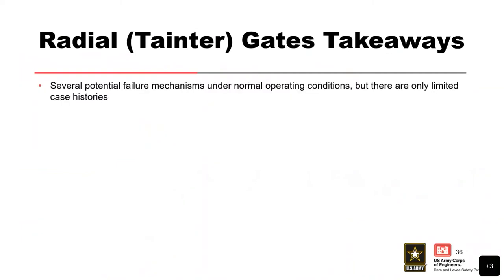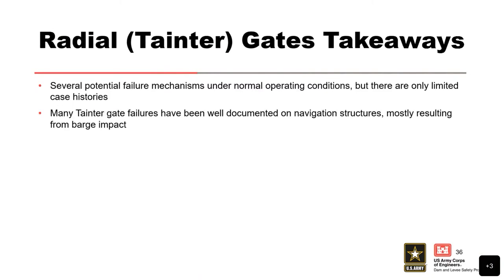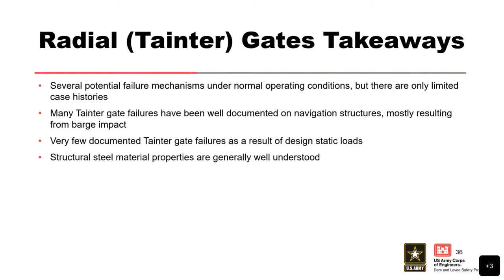So some of the takeaways for this: there are several potential failure mechanisms under normal operating conditions, but thankfully only a few case histories. There have been a lot more documented failures of Tainter gates, but this is a result of barge impacts on the navigation projects. The structural steel materials are generally pretty well understood for this. There's also still the range of using the minimum yield compared to the expected, compared to the ultimate, that you want to consider in a risk analysis and not just be conservative.